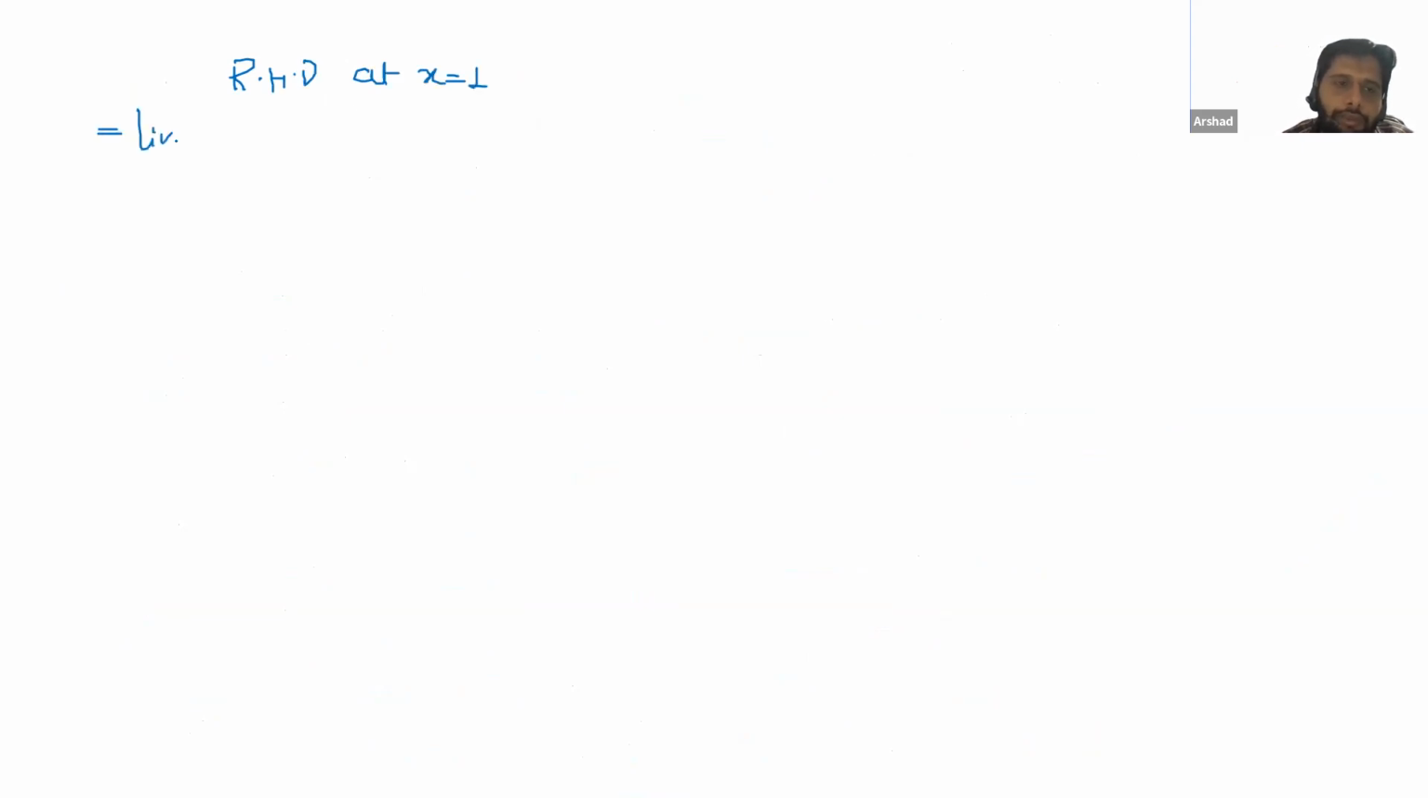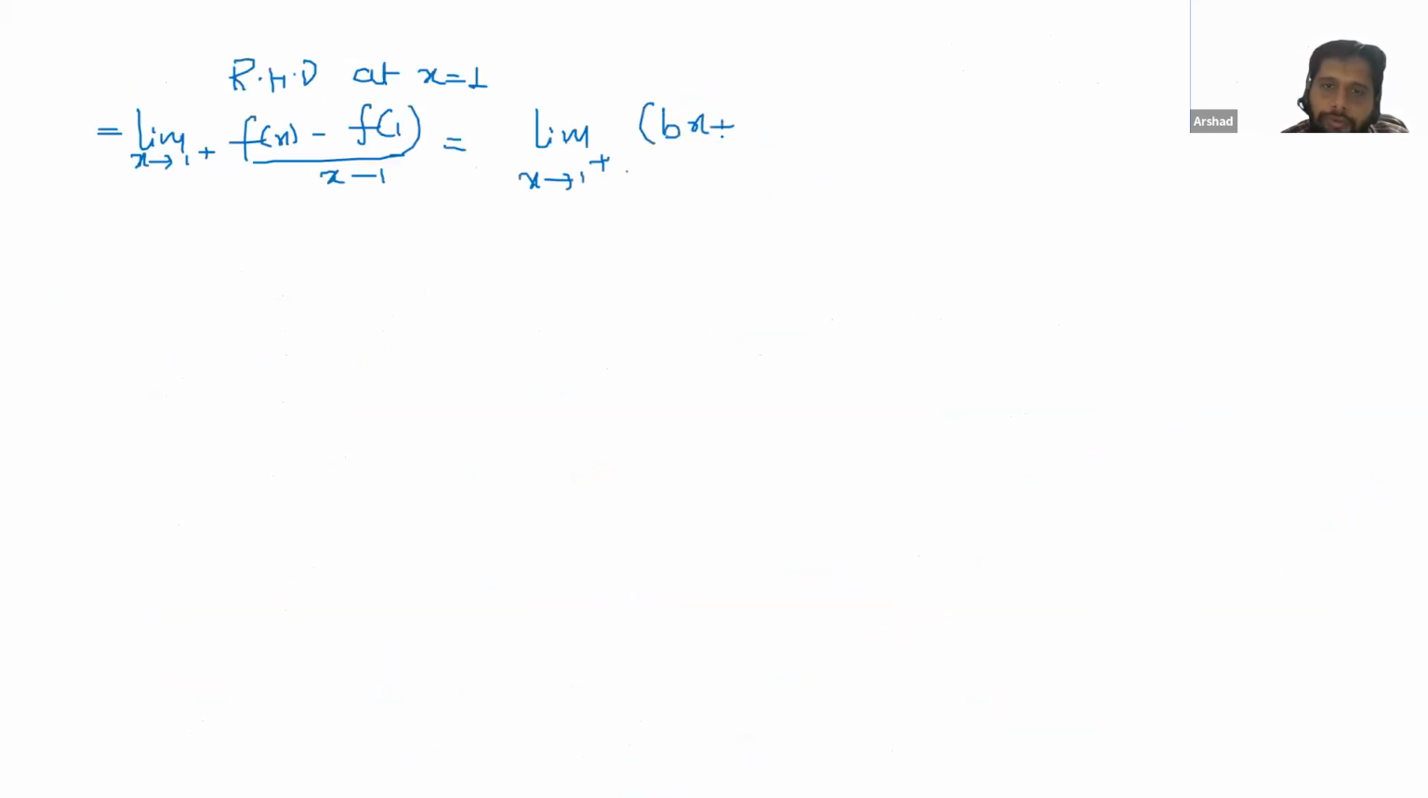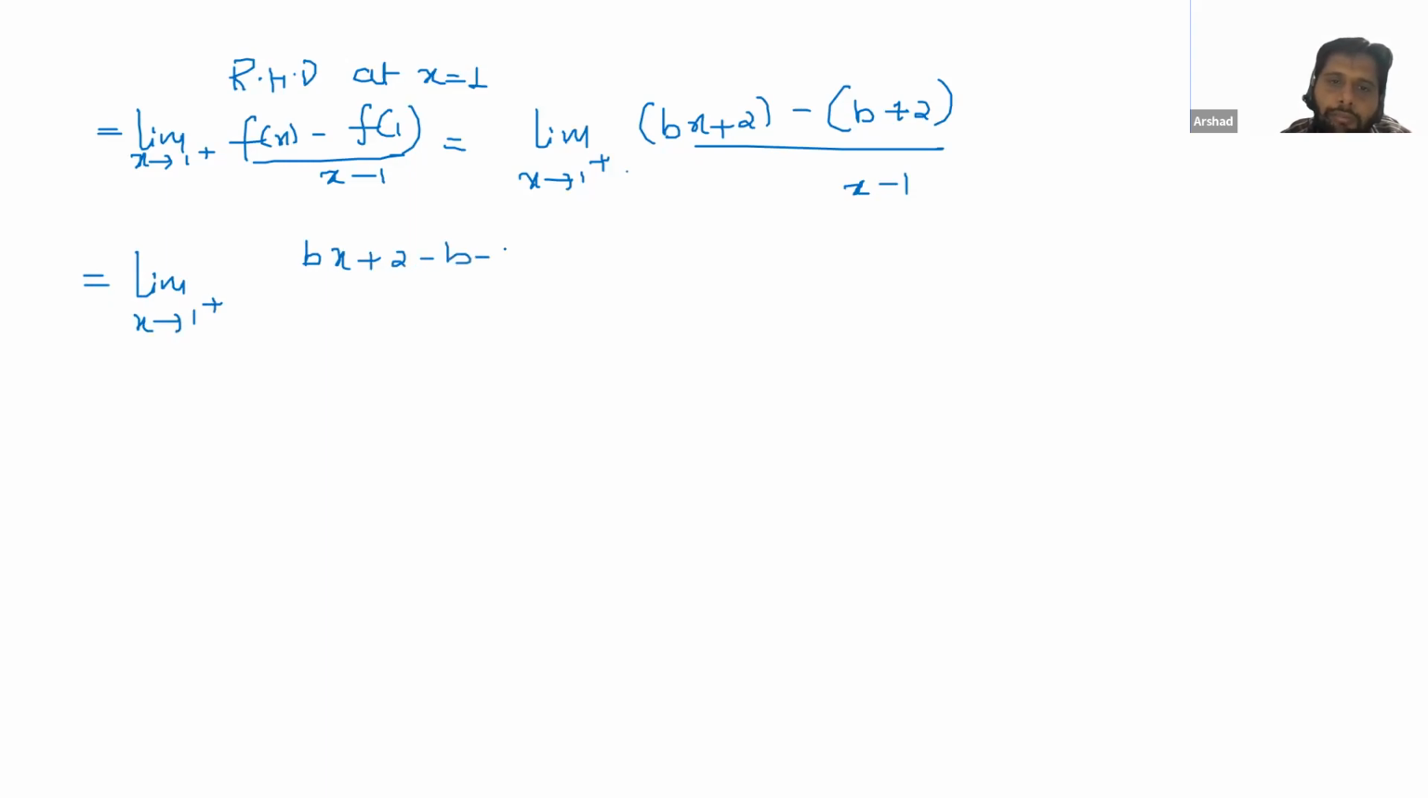So the same thing, limit x tends to 1 plus, f(x) minus f(1) by x minus 1. For this one, limit x tends to 1 plus, you need to use the second function, bx plus 2. So bx plus 2 minus f(1), you will get b plus 2 here, divided by x minus 1. Okay, now open this bracket. So you will get bx plus 2 minus b minus 2 by x minus 1.